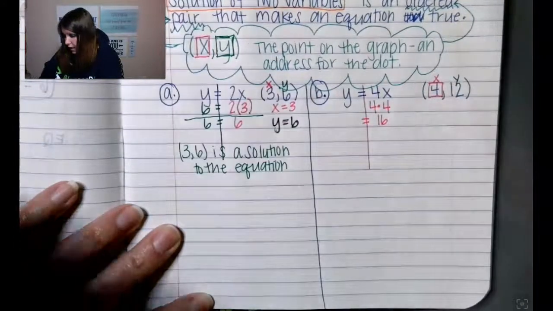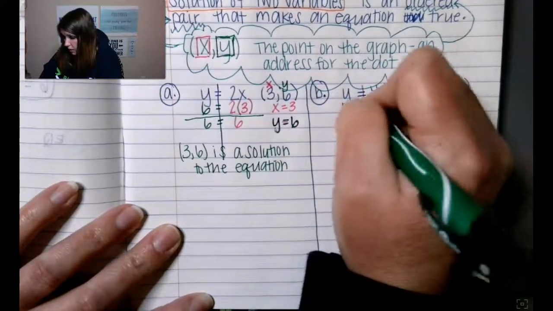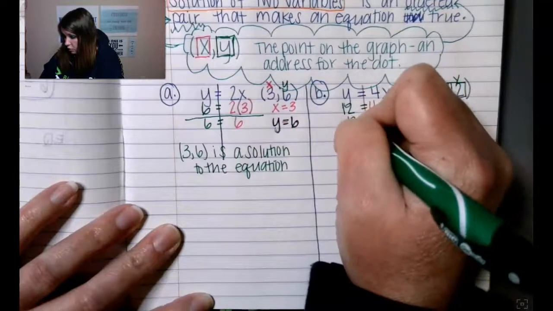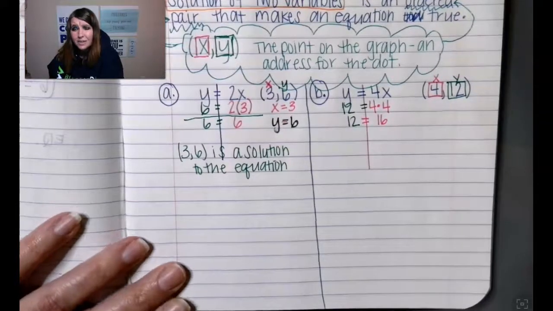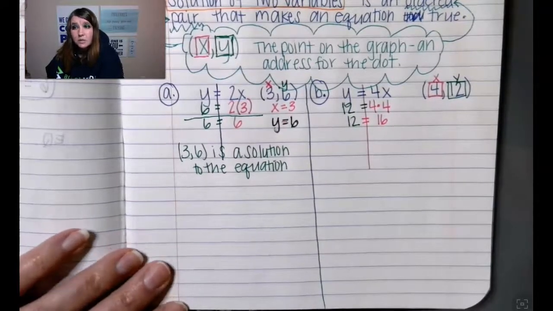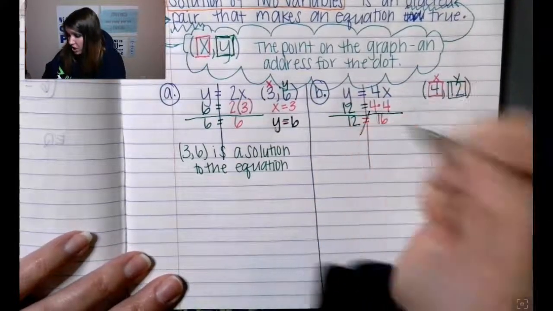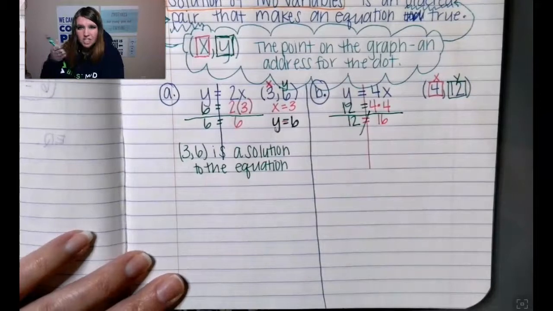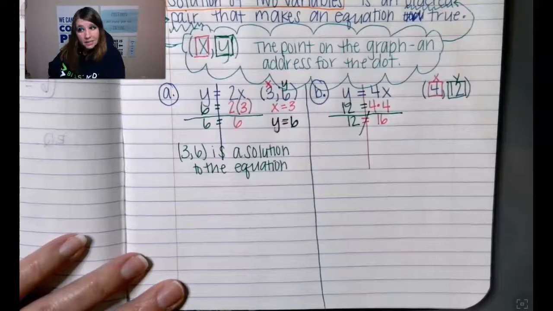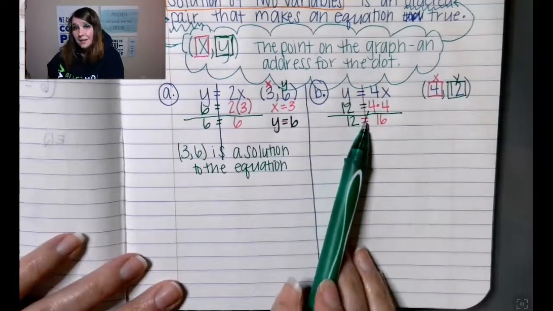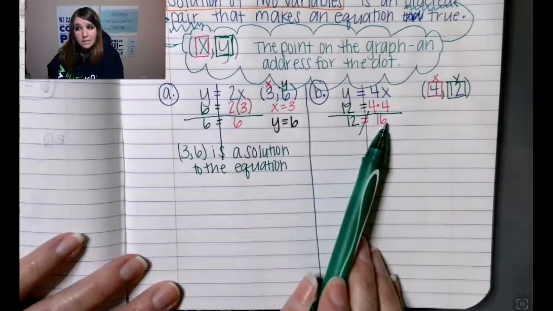Now, let's go to the other side. Y. Y was supposed to be 12. Ooh. 12 is not equal to 16. So guess what we get to do to that? We get to whoosh, slash it, whoosh, chop it. You put a slash through it because it means not equal to. So 12 is not equal to 16.